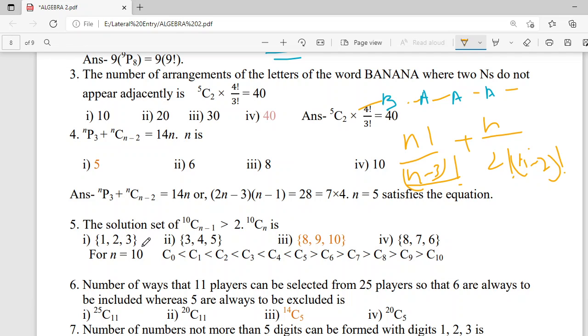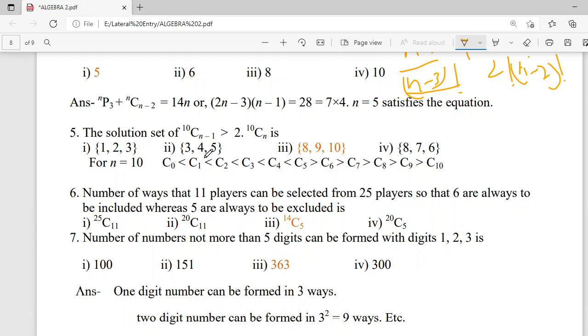Then it is done. Next one is the second question, and here you see these are binomial coefficients. Suppose n equal to 2, then 2C0 is 1, 2C1 is 2, 2C2 is again 1. So the middle term has the maximum value. So C5 is greater than C6 greater than C7 greater than C8 greater than C9 greater than C10, and here also C5 is greater than C4. So this is the order.